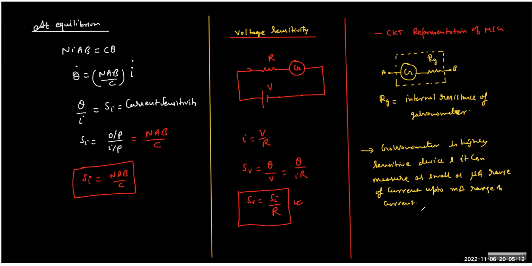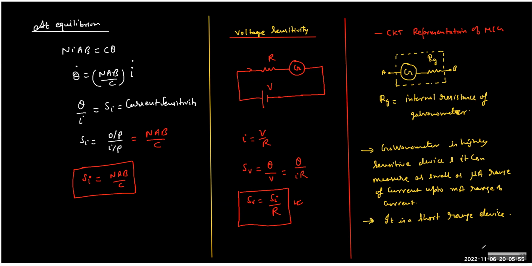Now the problem is, although it's highly sensitive and highly accurate, it can only measure a very small value. Understood? In practical life, we need current in the ampere range. We need 1 ampere, 2 ampere, 10 ampere, 5 ampere, 15 ampere. So microampere or milliampere is of no use. And that is why this is called a short range device.